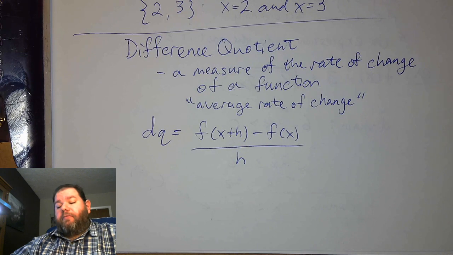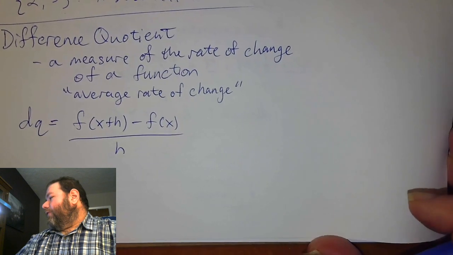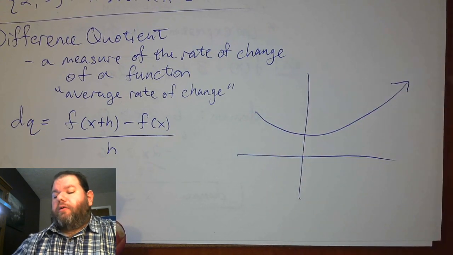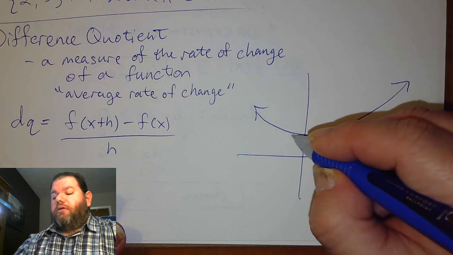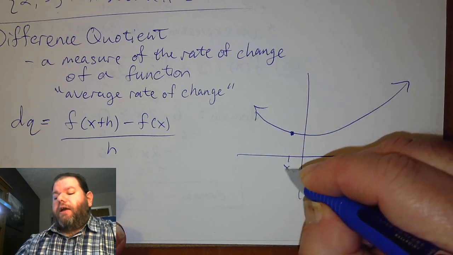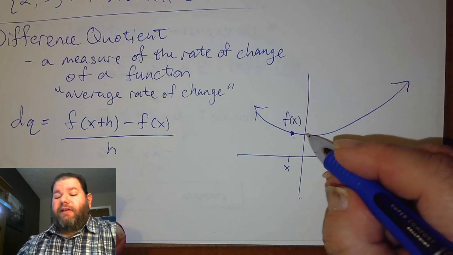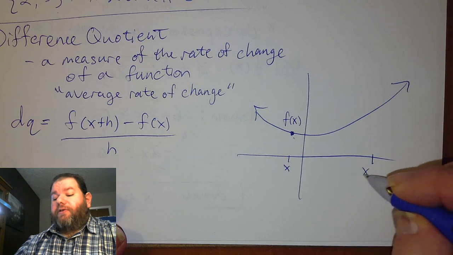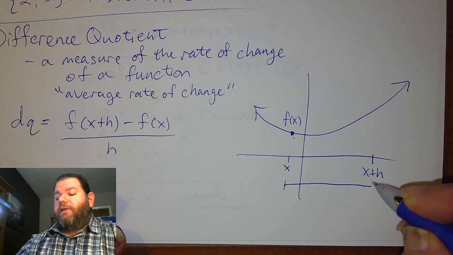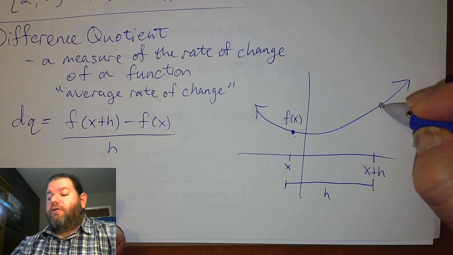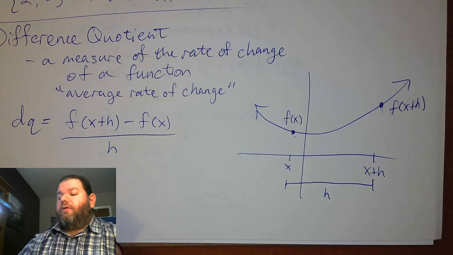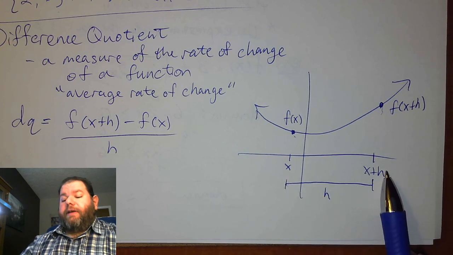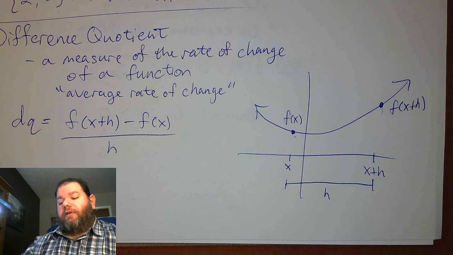So, just to illustrate what this difference quotient is doing, suppose we have a value for x here, so this is f of x, this coordinate. Actually, f of x is the y value. And then we have a second variable over here, which is x plus h. Now, that means the distance in between is h. So the distance from x to x plus h is h. Okay, so h could be anything.